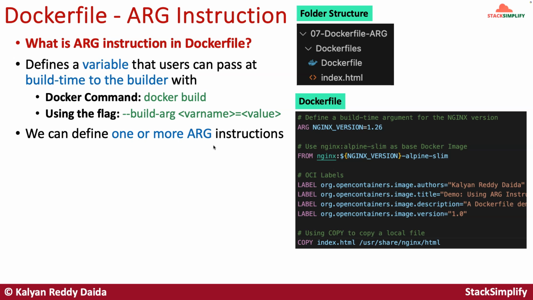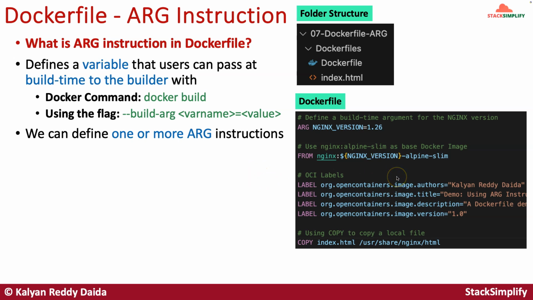So we can define one or more arguments in our Dockerfile. You can see it here. We have defined the argument NGINX_VERSION equal to 1.26, and for the FROM instruction we have said nginx:${NGINX_VERSION}-alpine-slim. So when we run the docker build command generally without this build argument, whatever is present in this argument will be replaced here. So it is going to use nginx 1.26 as the base image version when building the Docker image.